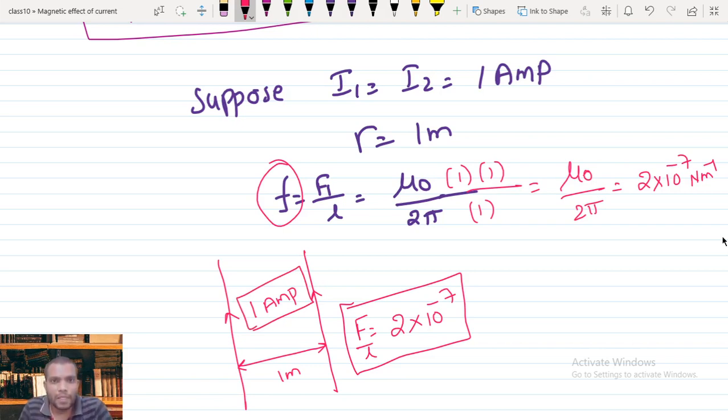Again, I am repeating. If two conducting wires are separated by a distance of 1 meter, and the force per unit length equals 2 times 10 to the power minus 7, a very small force, and that is the magnitude of the force acting between them, then we can say the current through the two wires is 1 amp, because here I have taken I1 equal to I2 equal to 1 ampere.